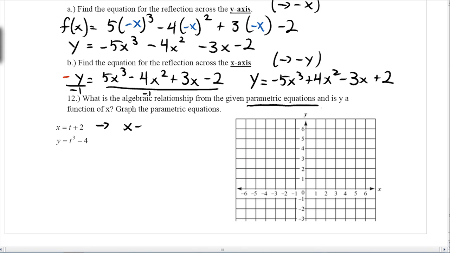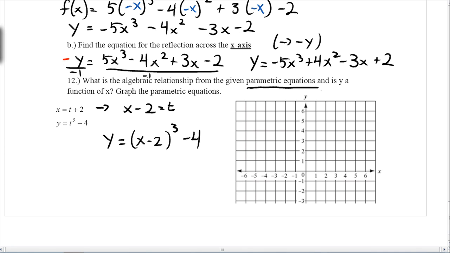So I'm going to solve for t. T usually stands for time, by the way. And then plug in whatever t is going to be, which is x minus 2, and then do that to the third power minus 4. And this is our typical cube function. So this is moved 2 units to the right, 4 units down, and my graph is going off a bit. But what's going to end up happening is you're going to get a graph that kind of looks like this. Okay, from those two parametric equations.